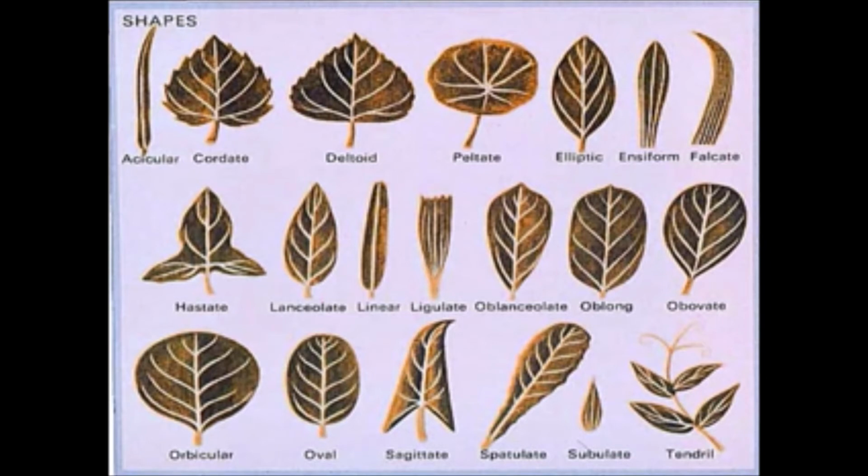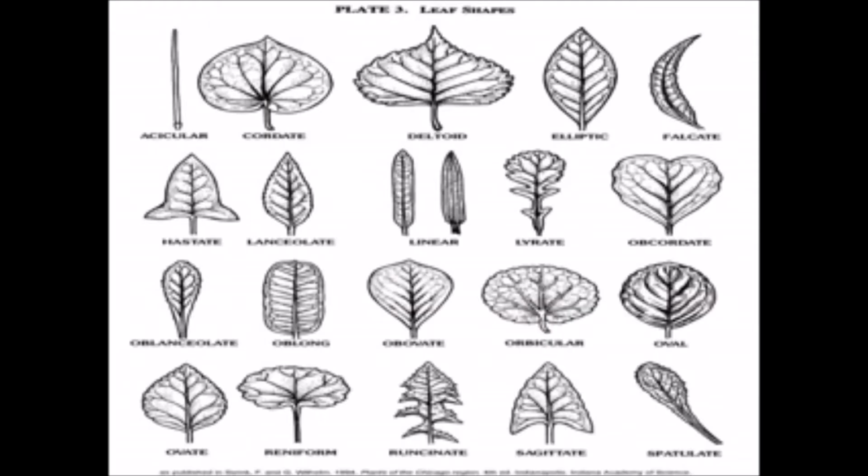Here are the different shapes of leaves: acicular, cordate, deltoid, peltate, elliptic, ensiform, falcate, hastate, lanceolate, linear, lingulate, oblanceolate, oblong, obovate, orbicular, oval, sagittate, spatulate, subulate and tendril. Here are the leaf shape outlines.